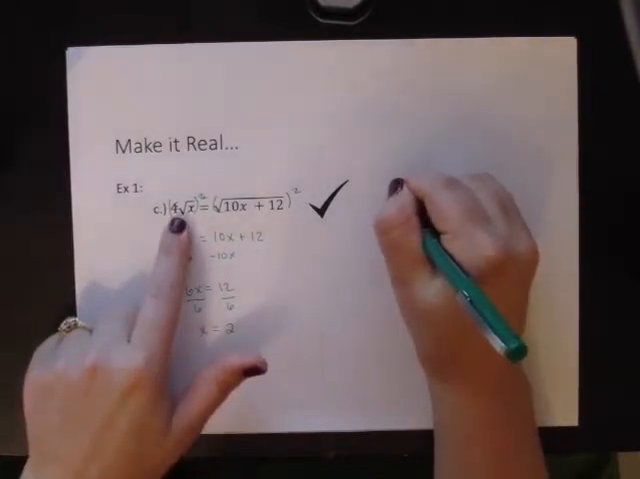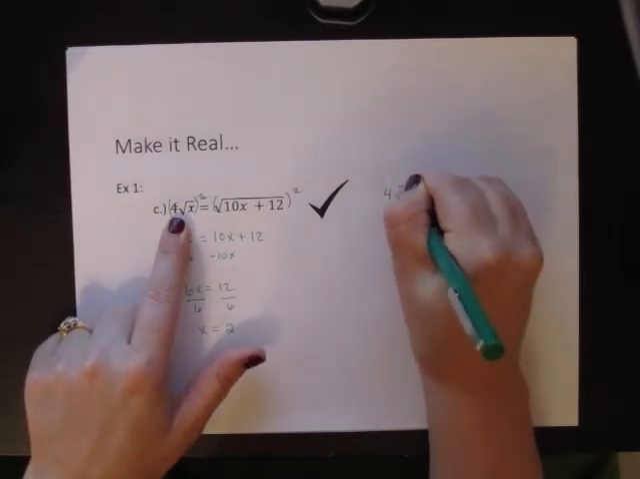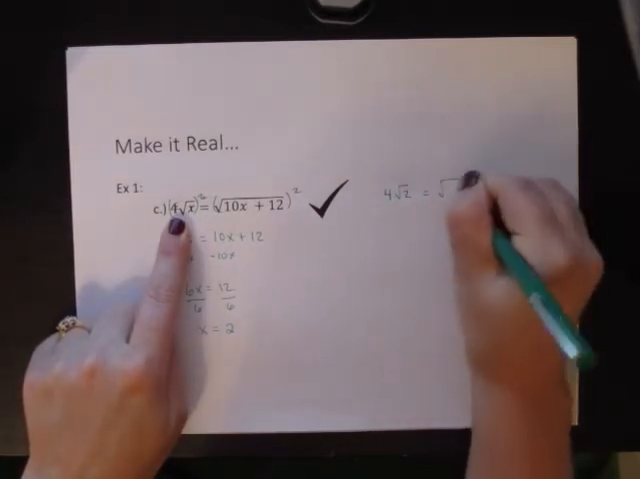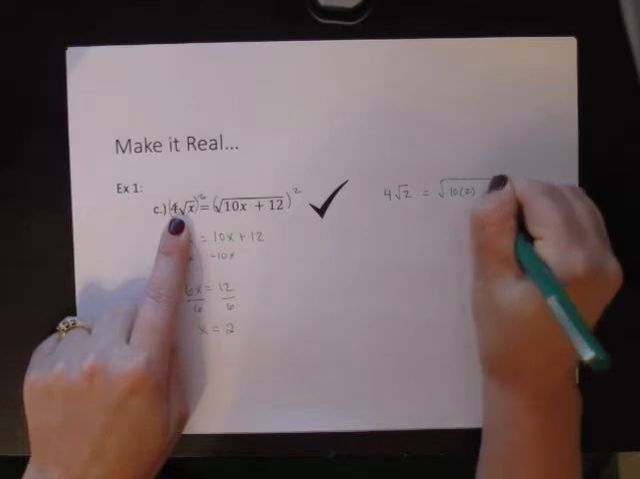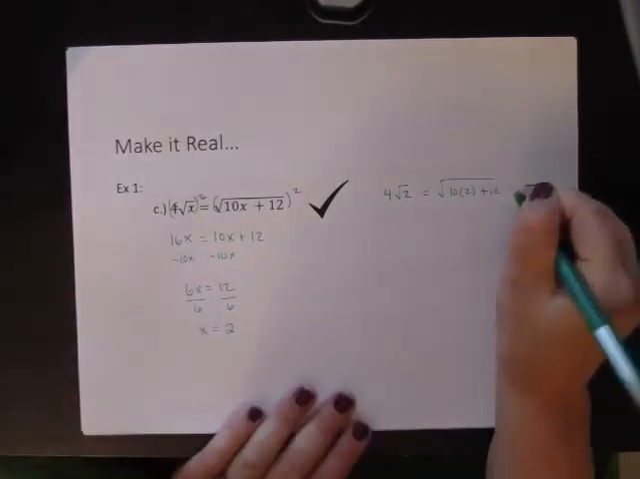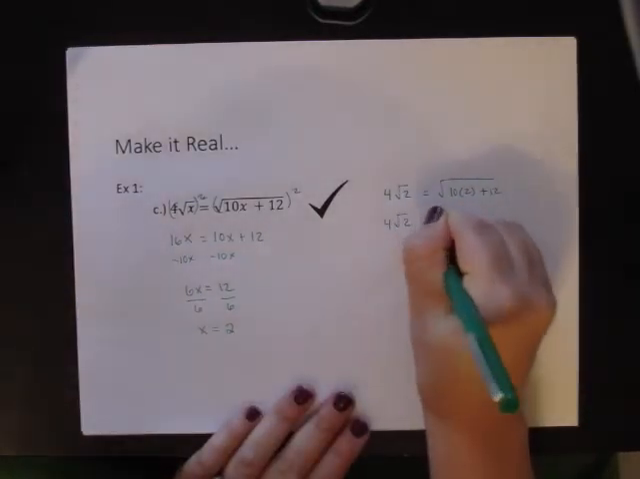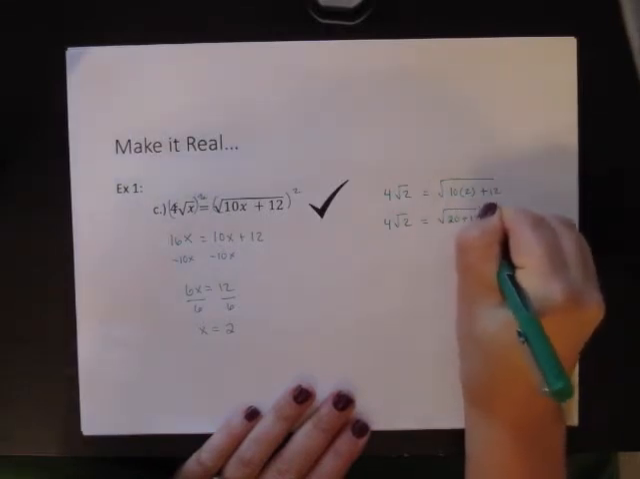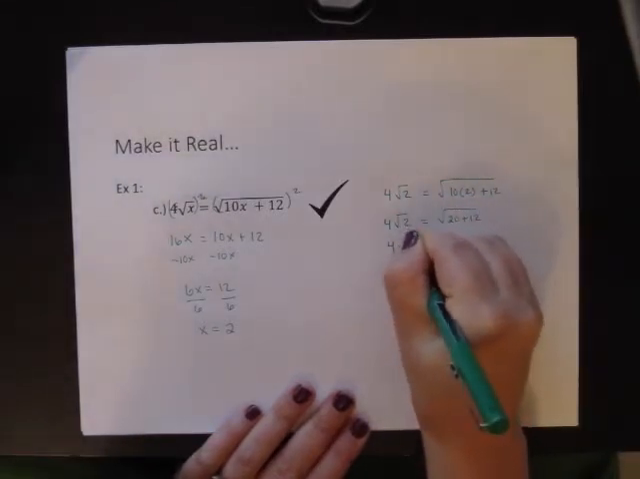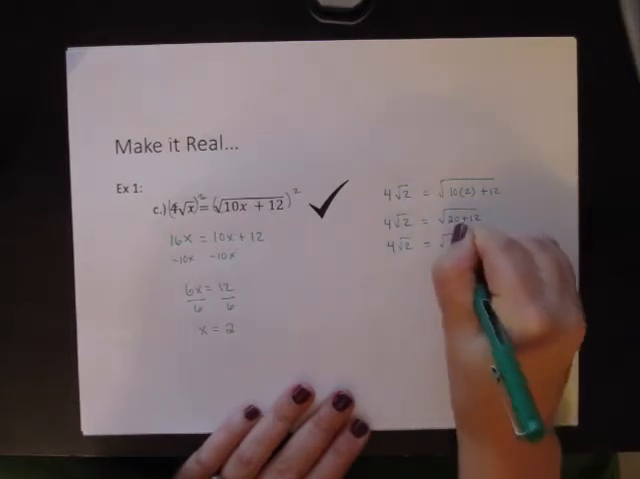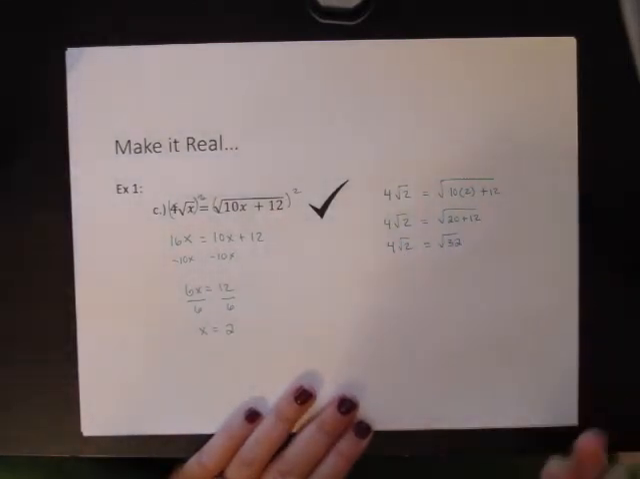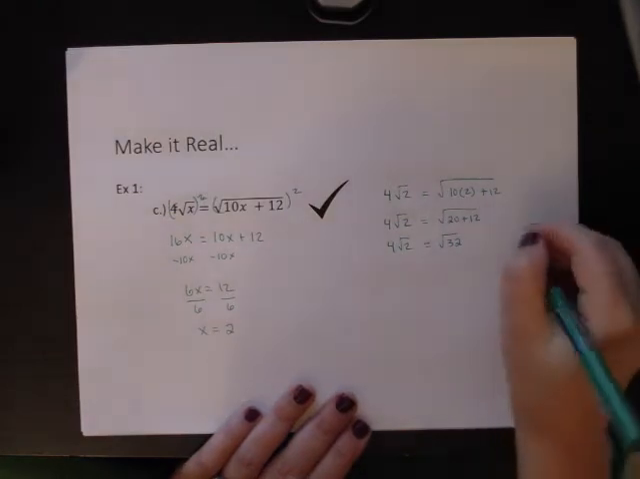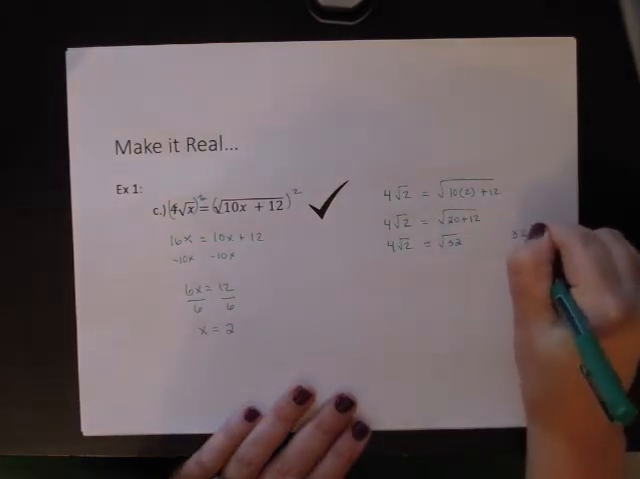So we plug it back into our original equation, so I got 4 square root 2 equals the square root of 10 times 2 plus 12. Alright, so I got 4 square root 2 equals, 10 times 2 is 20, so 20 plus 12. So 4 square root 2 equals the square root of 32. Now I don't see that they're the same just yet. So what I need to do is simplify this 32.